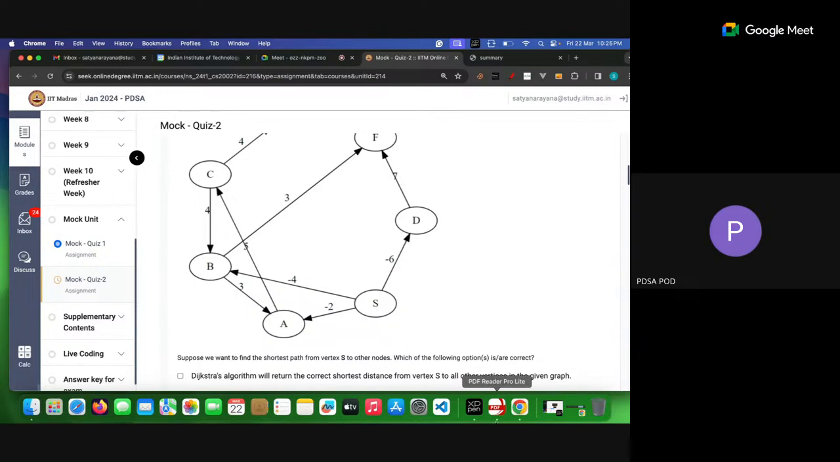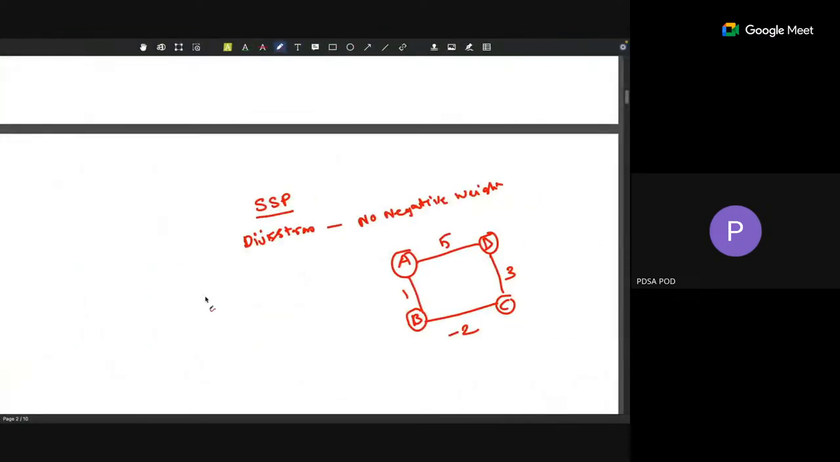Let me draw a simple graph to show whether a negative cycle exists or not. I have A, B, and C, with edge weights 5, -4, -2. Here a negative cycle exists. Consider the source is A and you are applying Dijkstra's algorithm. A to B, 5, you got it. Then B to C, you are getting 1. Then from 1 to -1, you are getting -1.